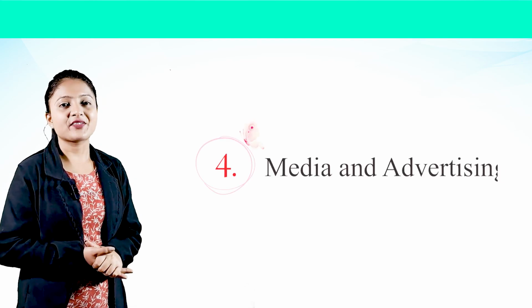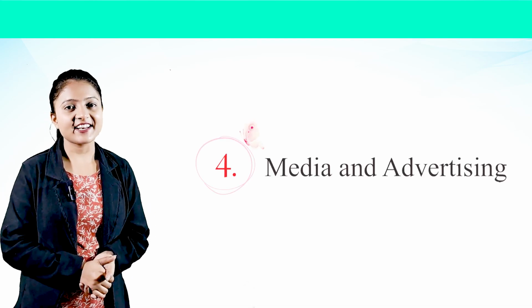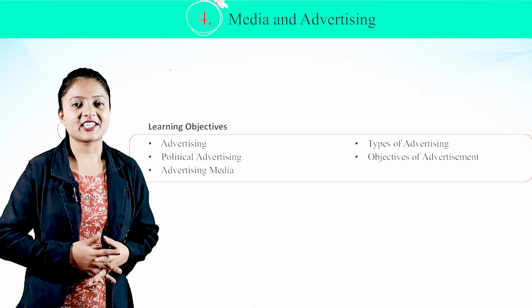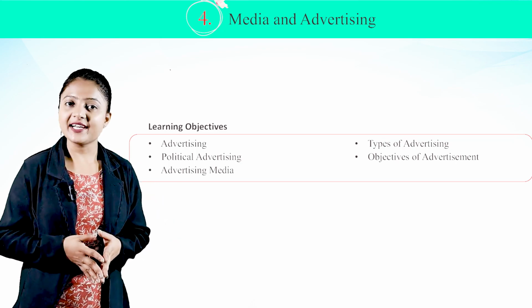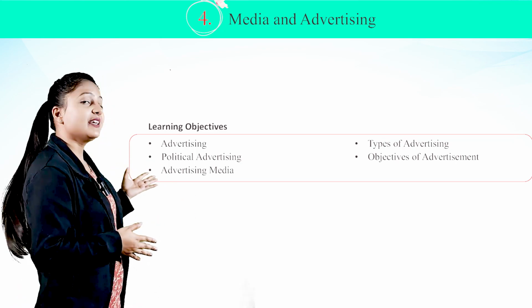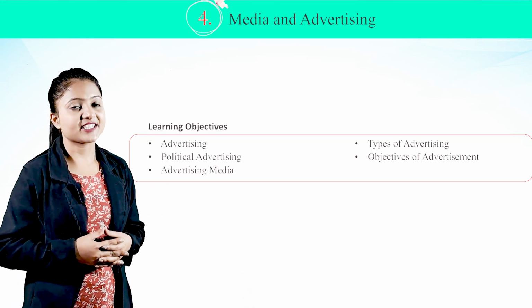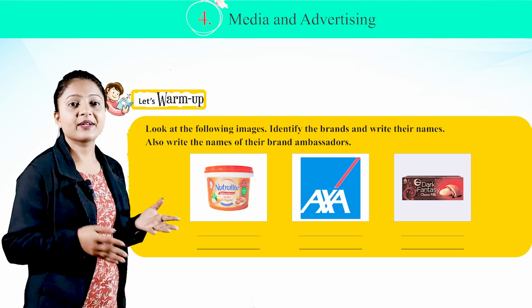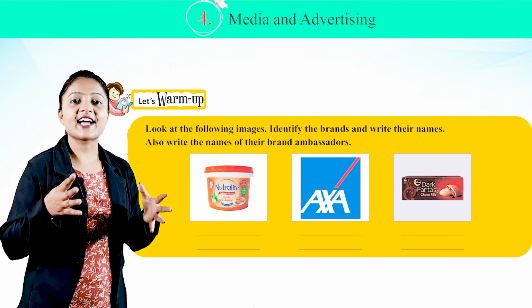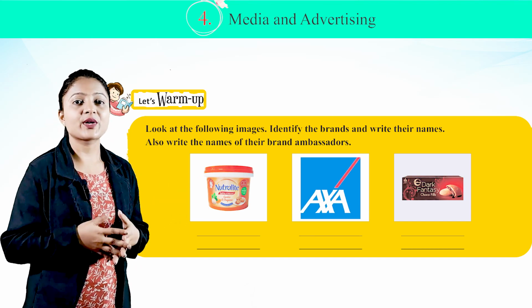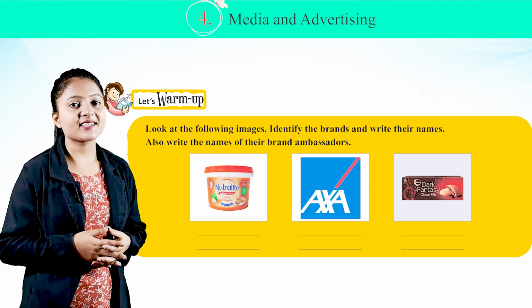Today we are going to start our chapter 4 of Civics, which is Media and Advertising. Learning objectives: advertising, political advertising, advertising media, types of advertising, objectives of advertisement. Let's warm up. Look at the following images, identify the brands and also write the names of their brand ambassadors.